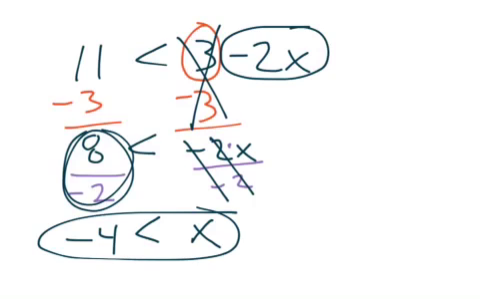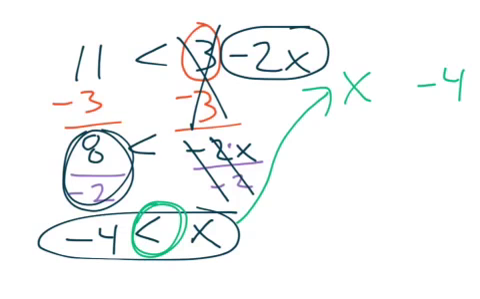Okay, but wait a minute. Isn't that answer backwards? Of course it is. So what we are going to do is flip x and negative 4 around. And because we flipped them, this less than right here has to switch to greater than, correct? So there's our more improved, better answer.